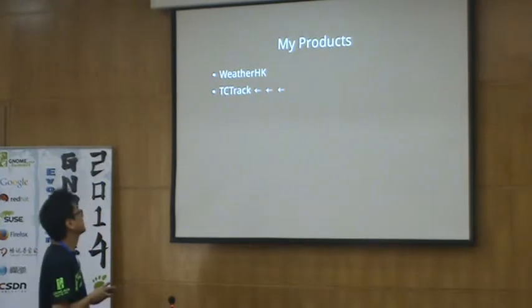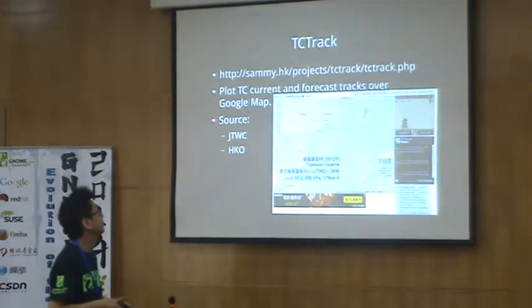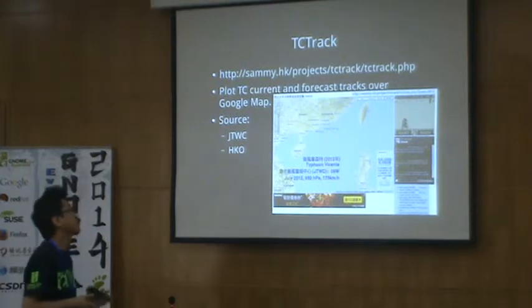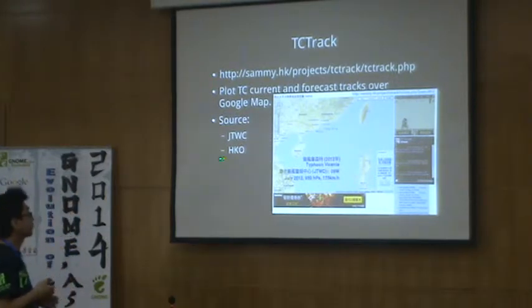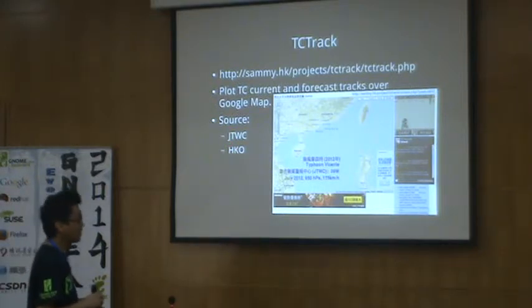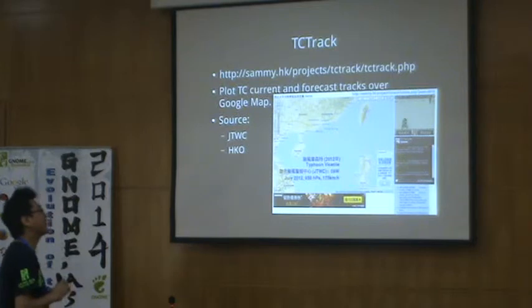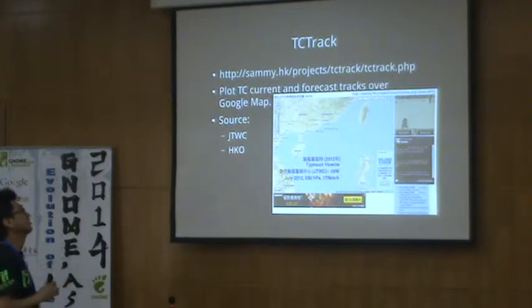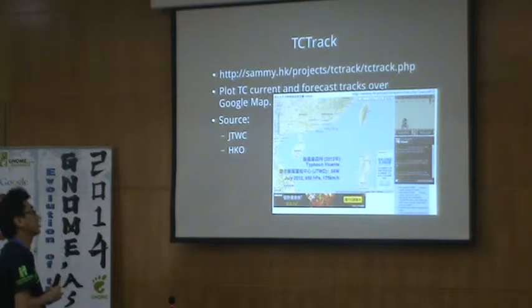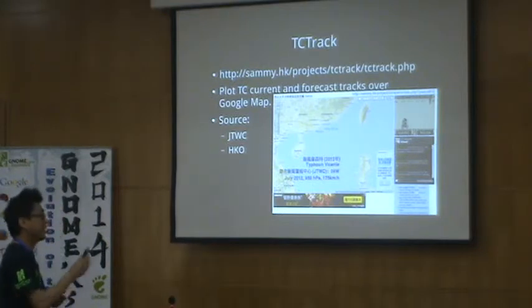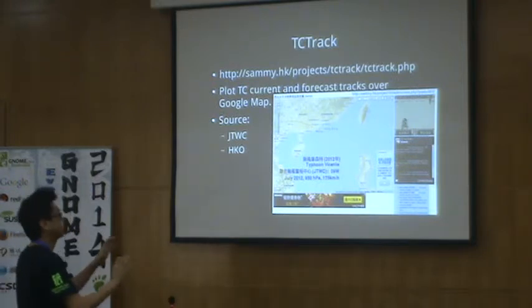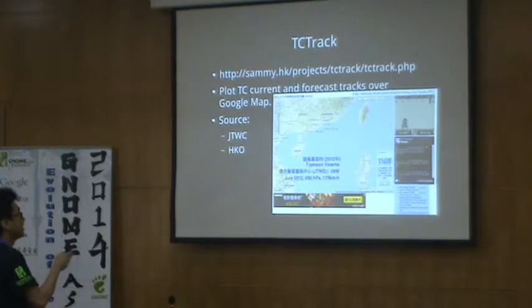And another project is the typhoon chart. This is related to typhoons. The JTWC, Joint Typhoon Warning Center, and most of the Hong Kong authorities did not provide a better UI to tell you the path of the typhoon before this project launched.